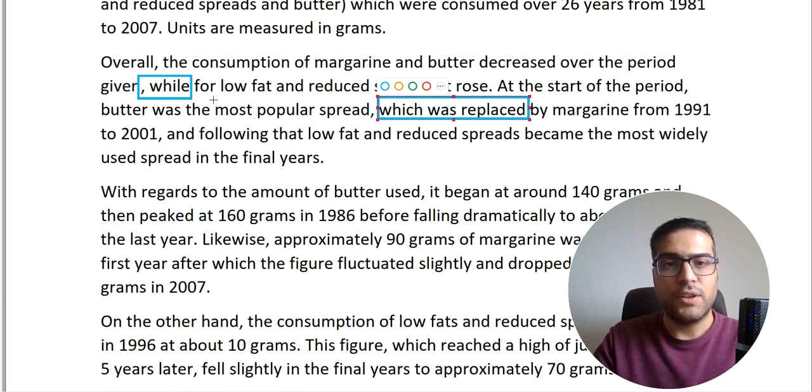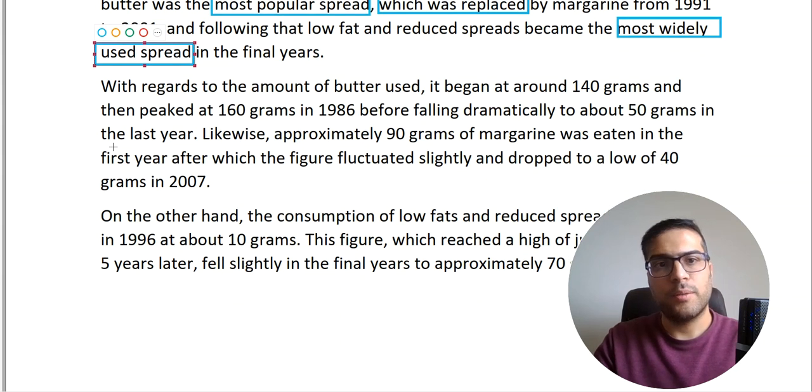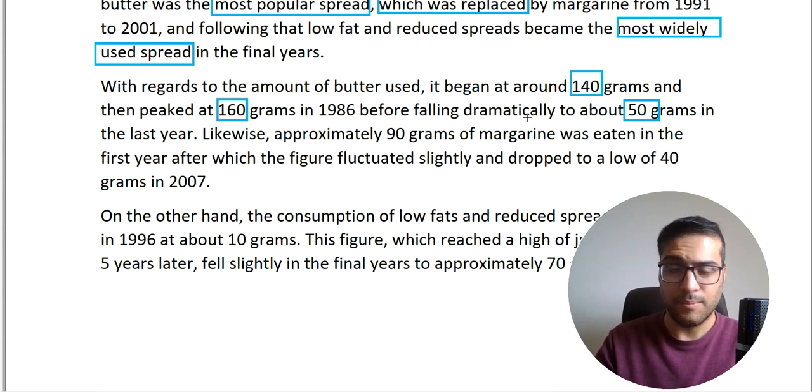So you see a very good range of vocabulary as well. Most popular spread, and we see most widely used spread. Great. So in the first body paragraph, you're expected to write about the butter and margarine. With regards to the amount of butter used, it began at around 140 grams and then peaked at 160 grams before falling dramatically to about 50 grams in the last year. So you see all the key features have been written in just one complex sentence.